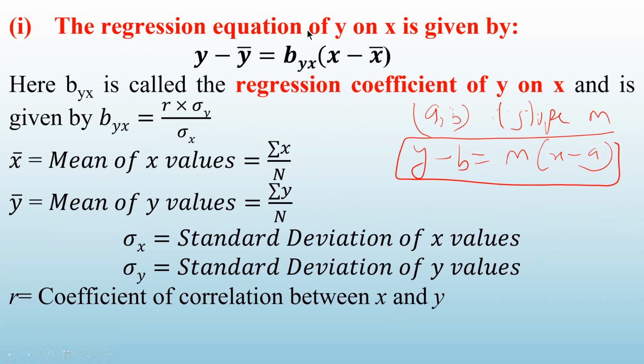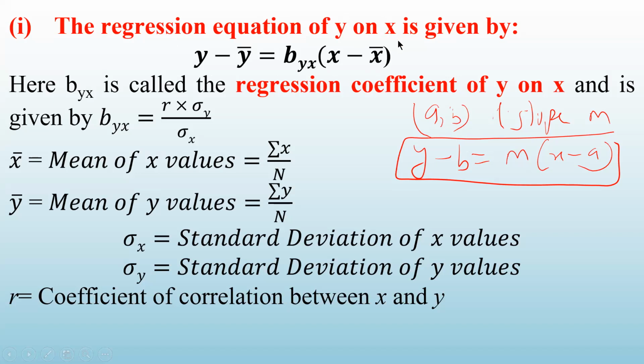So the regression equation of y on x: the value of y depends on x. That is why the term of y we keep on the left side. So y minus y bar. Look at here, see the similarity: y minus b. Y minus y bar equal to byx, where byx is replacing m, so it is the slope, into x minus x bar. So this is the general form of the regression equation of y on x.